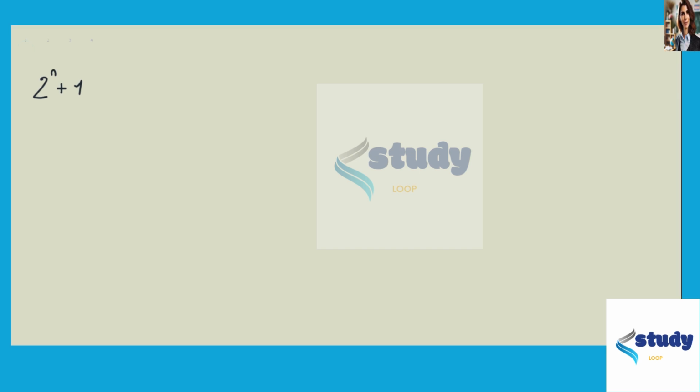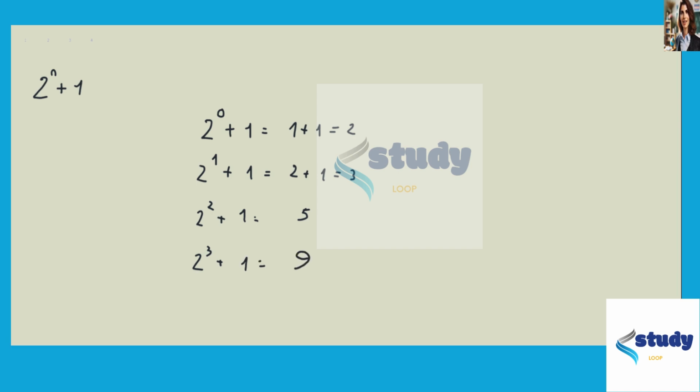So let's begin with this first one, which is 2 to the power of n plus 1. So the first 4 elements are going to be 2 to the power of 0 plus 1, which is 1 plus 1, which is 2. Then we have 2 to the first plus 1, 2 plus 1 is 3. 2 to the second plus 1, this is 5. And then 2 to the third plus 1, that's 8, plus 1, that's 9.